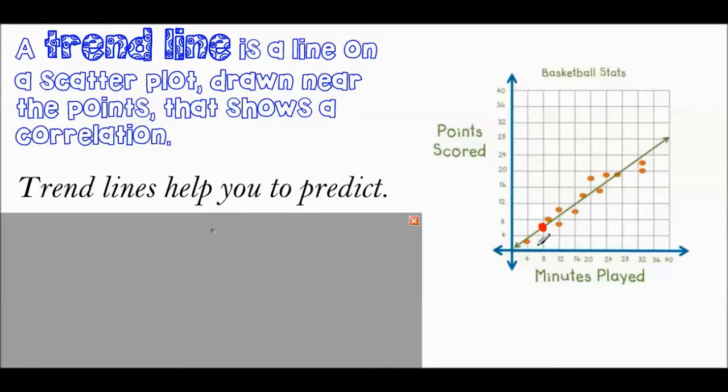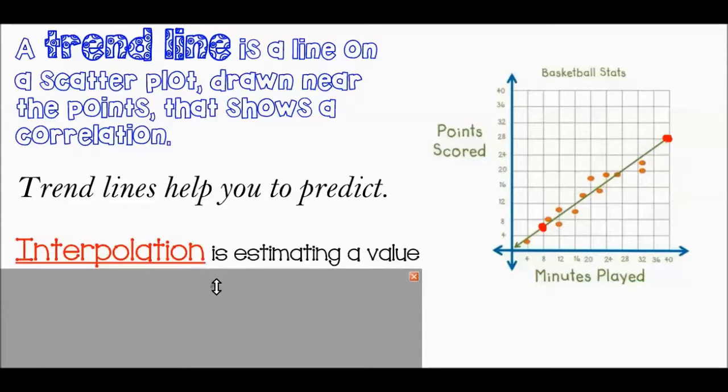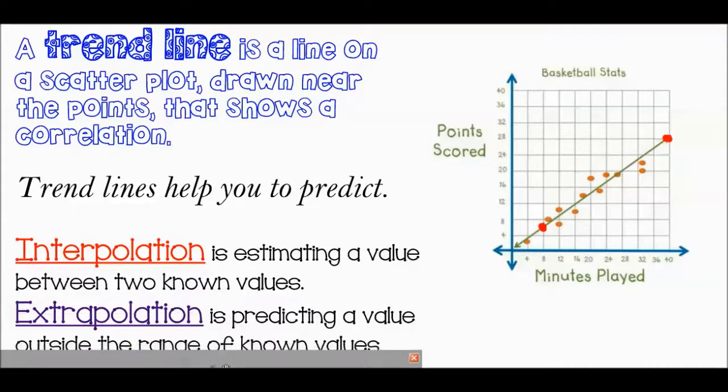Okay? But let's say I am a rock star, because we all know I am, and I was actually in the game for 40 minutes. If I were in the game for 40 minutes, I could predict that I'm going to score 28 points. MVP right here. We just made an interpolation and an extrapolation.